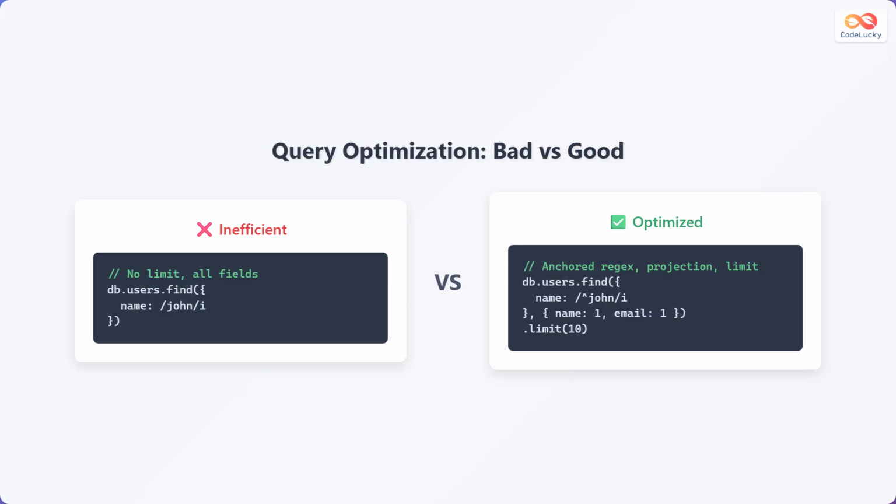The first example shows an inefficient query. Here we are finding from the users collection where name contains John without limit, and it will fetch all the fields. In the optimized example, the regex is anchored, and projection is used to fetch only name and email, and the limit is 10.